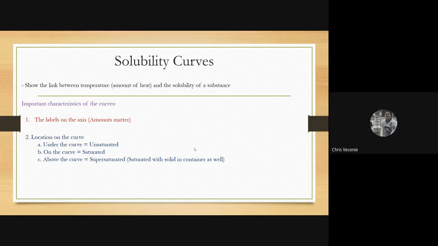If I'm on the curve, I am a saturated solution. I am maxed out. I'm holding as much solid as that amount of liquid can handle. If my set of points put me above the curve, I am supersaturated, which means the liquid is maxed out, but I have solid sitting in the container as well because there was more in there than the liquid was able to hold.